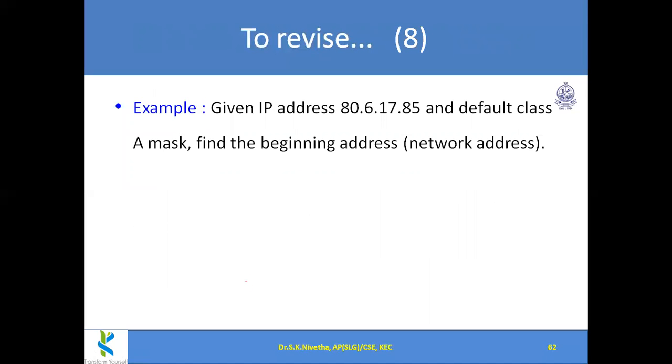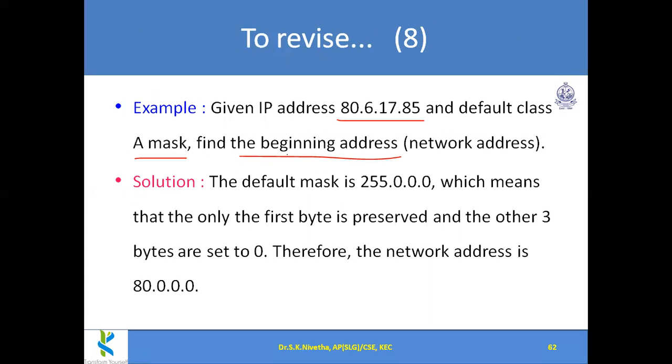Now, this is the address 80.6.17.85 and the default class A mask. What is the beginning address? How do we identify that? The default class A mask is /8. So this is the mask. Only the first byte is preserved, and the rest are ANDed with 0, so those all become 0. The beginning address, the first address, will be 80.0.0.0.